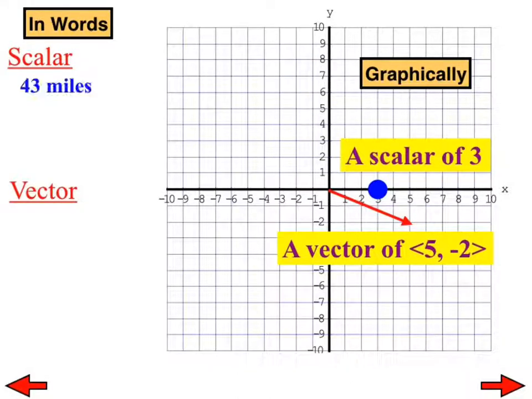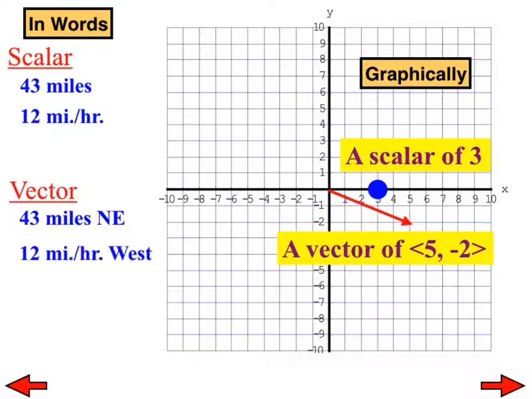Since a scalar is just a constant, and it measures the distance or magnitude, 43 miles is a scalar, because that's just the distance. Whereas using that 43 miles northeast, that's a vector, because it has magnitude and direction. Another example of a scalar might be 12 miles per hour. Whereas taking that idea and turning it into a vector may be something like 12 miles per hour west.